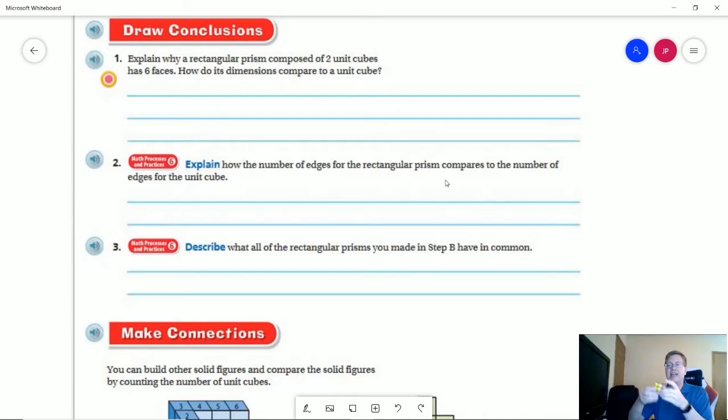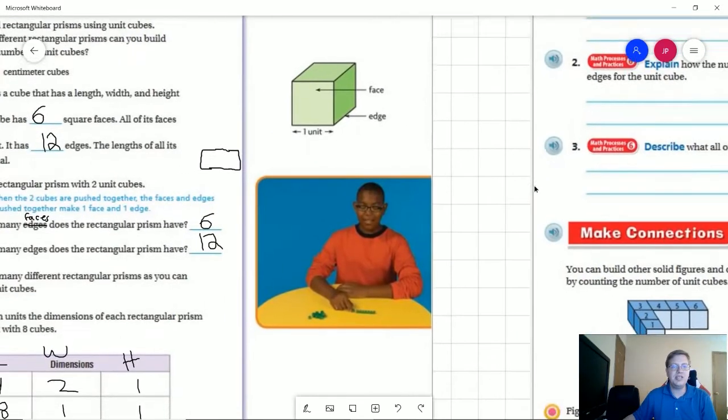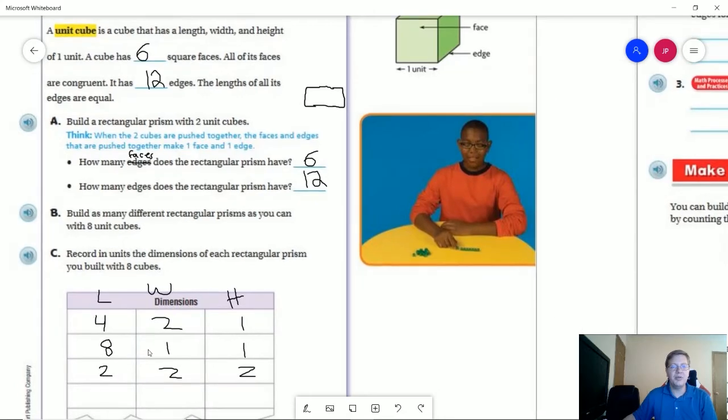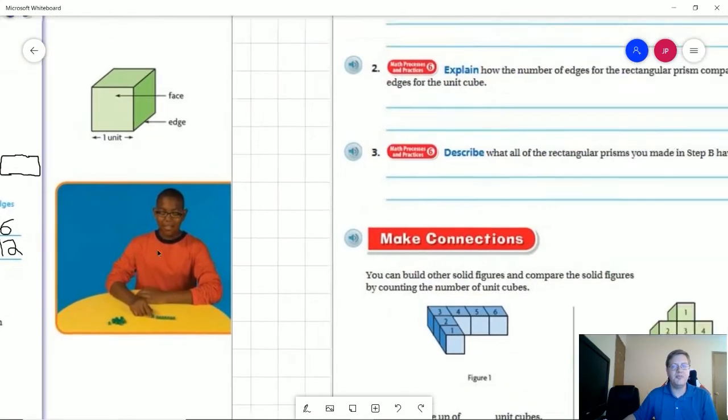We are not adding extra edges just because we put an extra cube on the end. And then the last one, describe what all of the rectangular prisms we made in step B have in common. So for step B, again, we were looking at these. They are all going to use the same number of blocks.